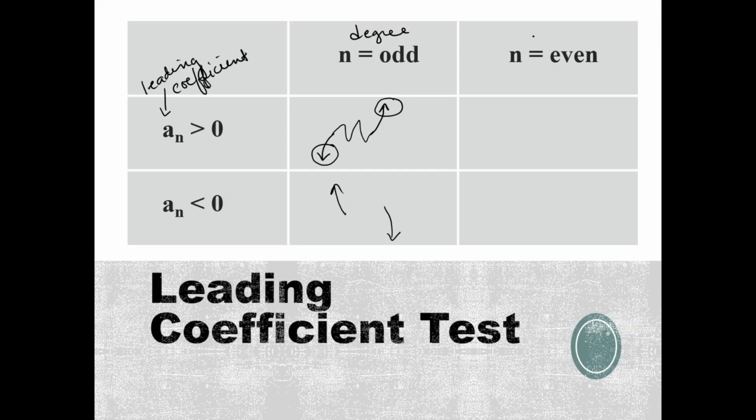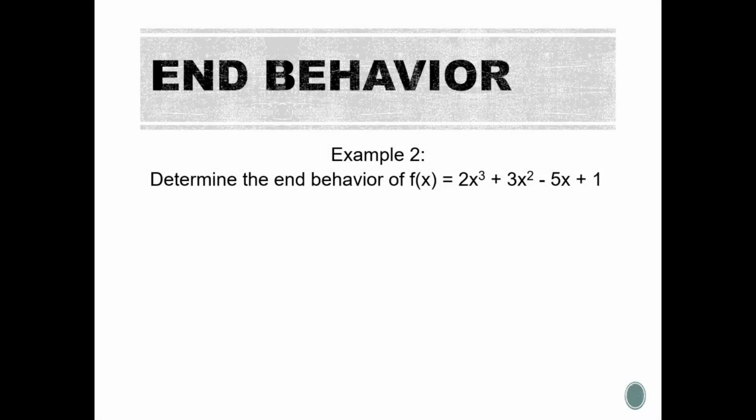Now, when we have an even degree function, the ending values, the arrows, so to speak, the end behavior will be going the same direction. So if the leading coefficient is positive, the function will go upward. And if the leading coefficient is negative, the function will go down. Okay, so let's take a look at what this means and look at some examples.